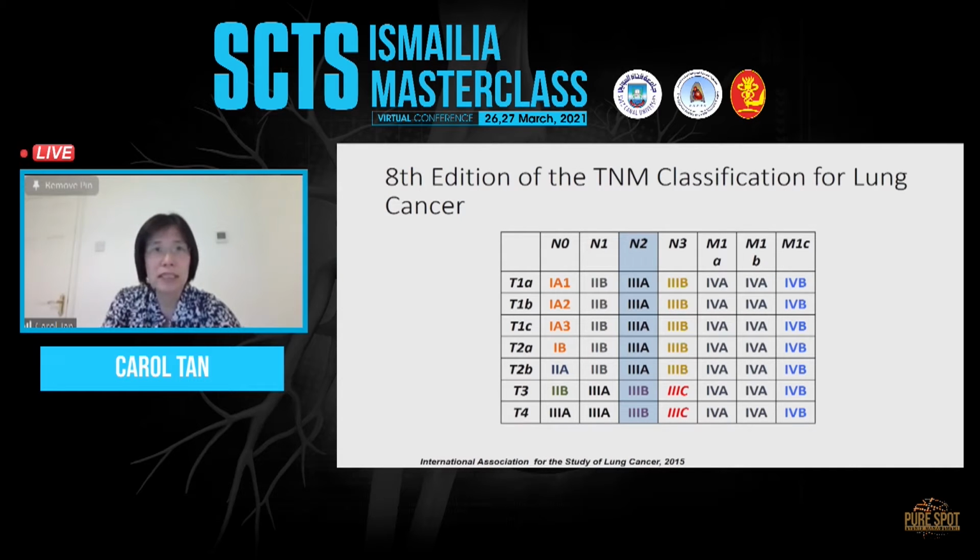So this is the TNM staging, again from the 8th edition. We do know that for patients N0, N1, it's reasonably straightforward. They do have a surgical option. Patients with N3 and above who are in stage 3B and above probably don't have any surgical option. And those in the N2 classification where there are stage 3A or 3B disease, that's a bit more controversial.